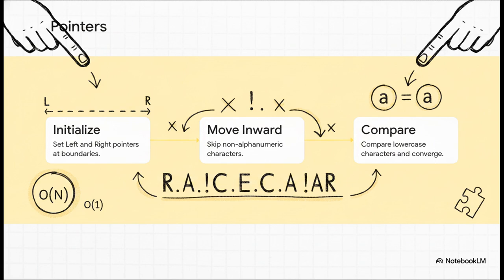If they match, you converge inward again. Boom. You've just solved the problem cleanly in O(n) time with O(1) space, and you never had to make a messy reversed copy of the string.